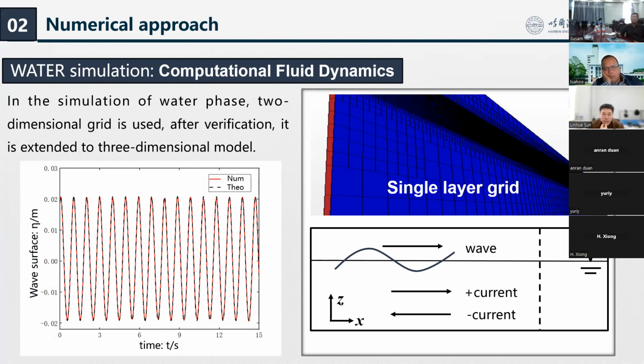And we can see there are waves, there are currents. For current we set two conditions: wave and following current, wave and opposite current.